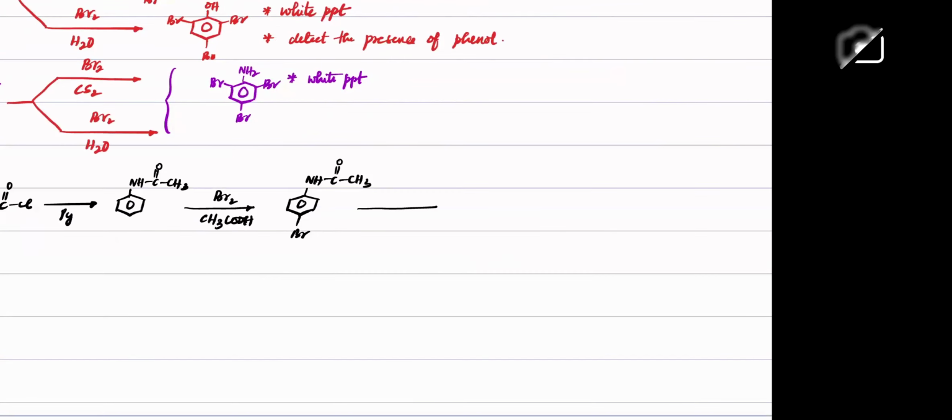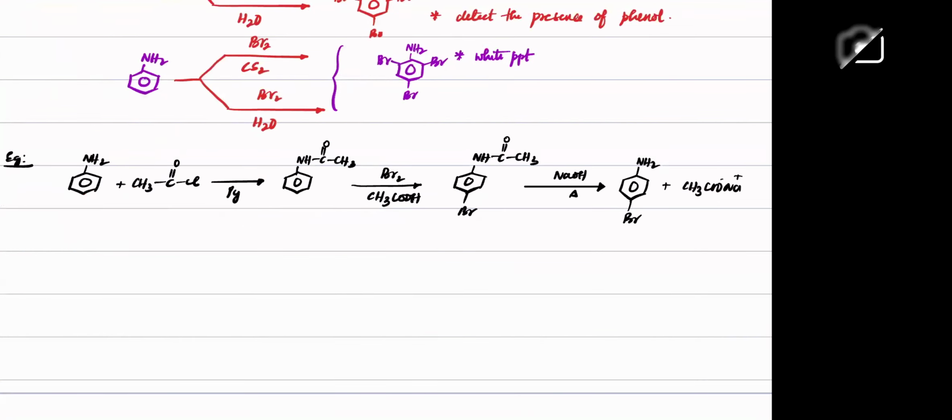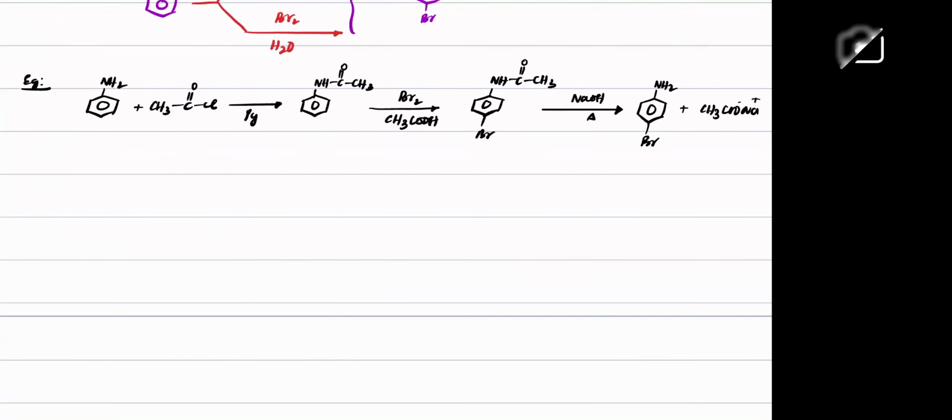And once you get this product here, now you do NaOH and heat here. So that acidic group will go away and you'll bring back NH2, Br, plus CH3COO minus Na plus. Understood? So what are we getting? We are getting only one substituted bromine. So this is another very common thing that is being asked. Clear, beta? Yes, sir.